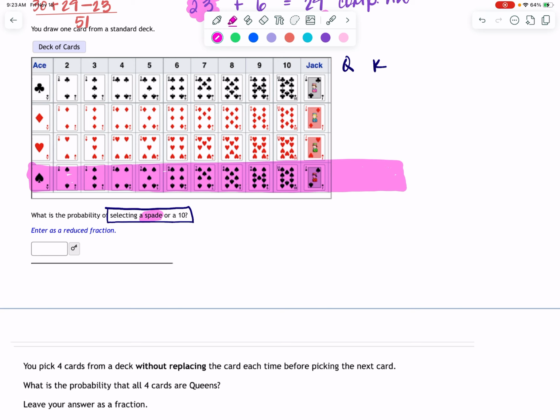And that is not a high quality highlighting job, but you get what you pay for. Remember, we have a queen and a king out there. Now I'm going to highlight all my 10s. Let's make those blue.